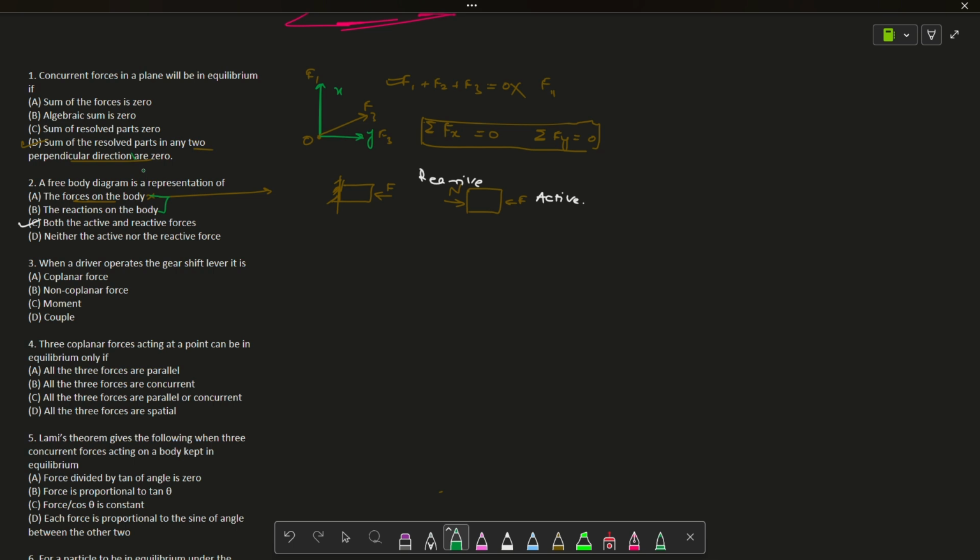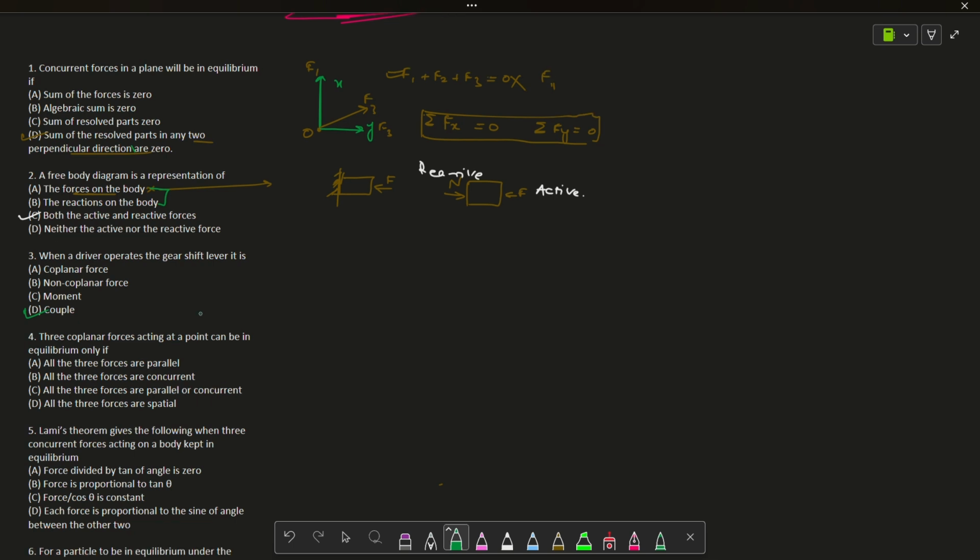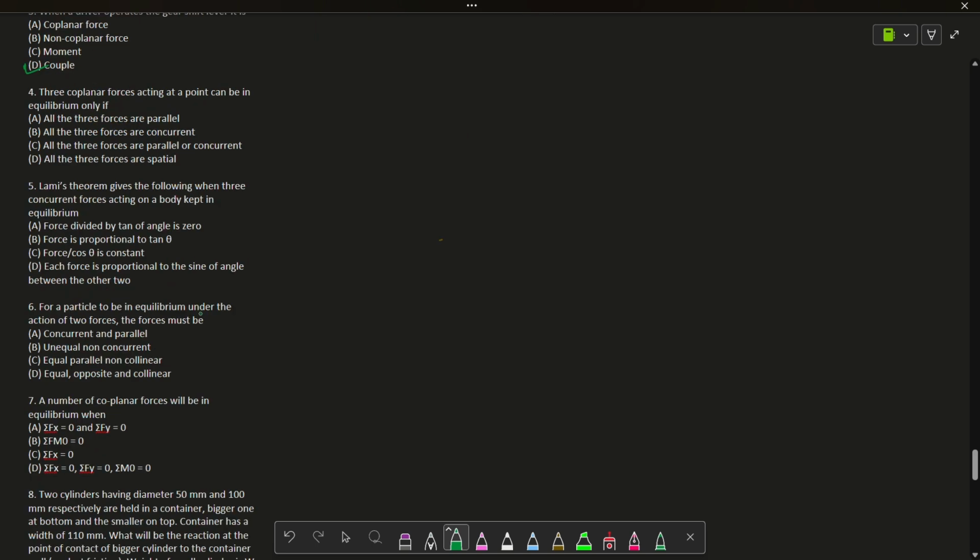Now the third question is: when a driver operates the gear shift lever, what is it? It is a couple, that means it is shifting a couple. That's why the gear shift occurs in vehicles.